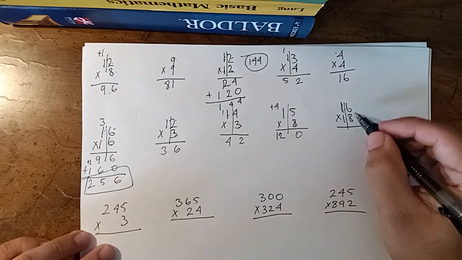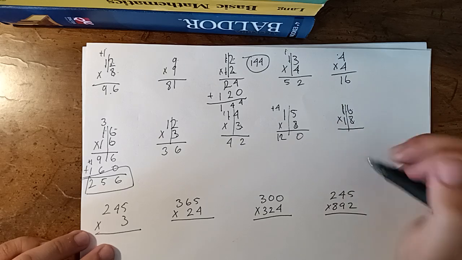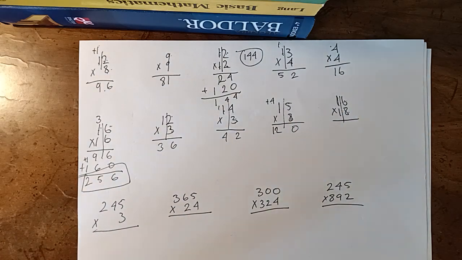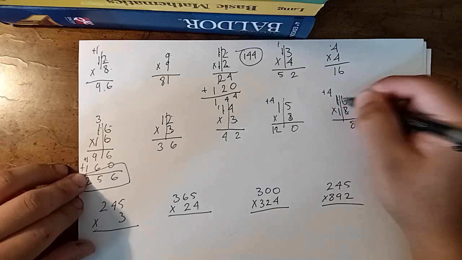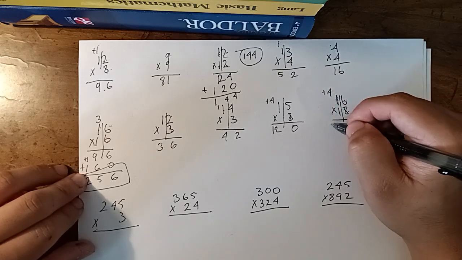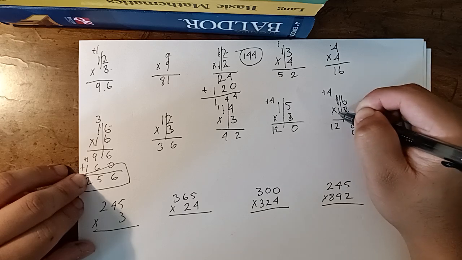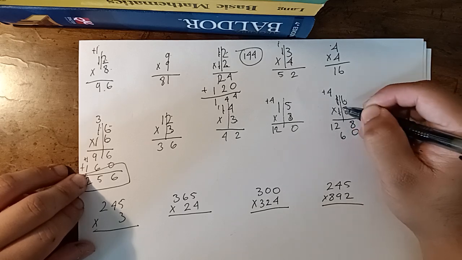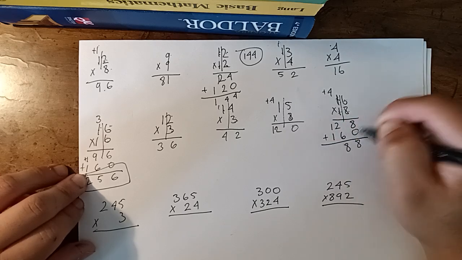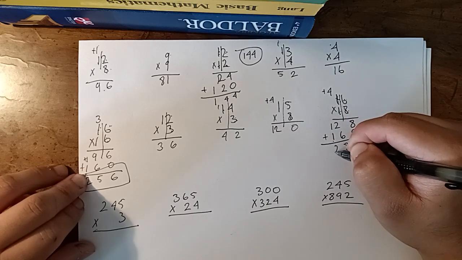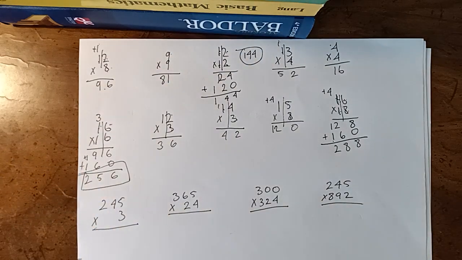Over here, 6 times 8 is 48. 4 over here. 8 plus 4 is 12. Right, 0 because we're moving on to this number. 6, 1. Add them up. 8, 288.